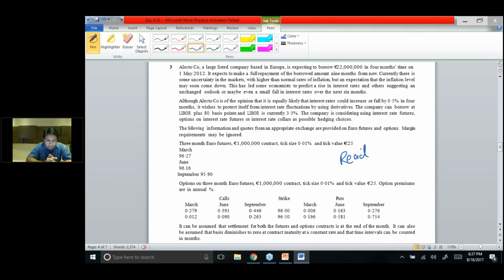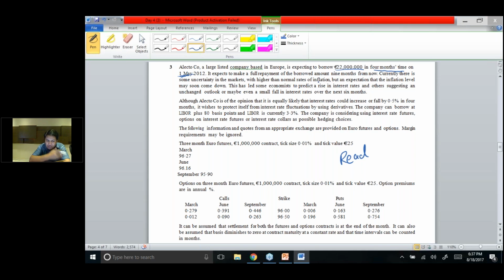Okay, Electro company, a large listed company based in Europe, is expecting to borrow 22 million in 4 months' time, on 1st May 2012. So you are going to borrow on 1st May. So that means you will definitely choose the June contract. It expects to make a full repayment of the borrowed amount 9 months from now.